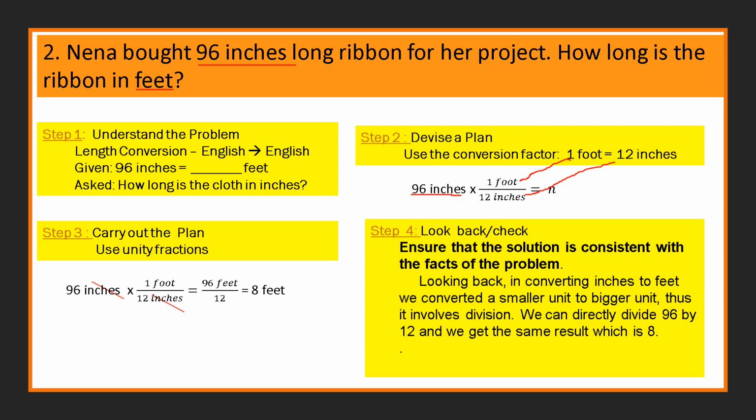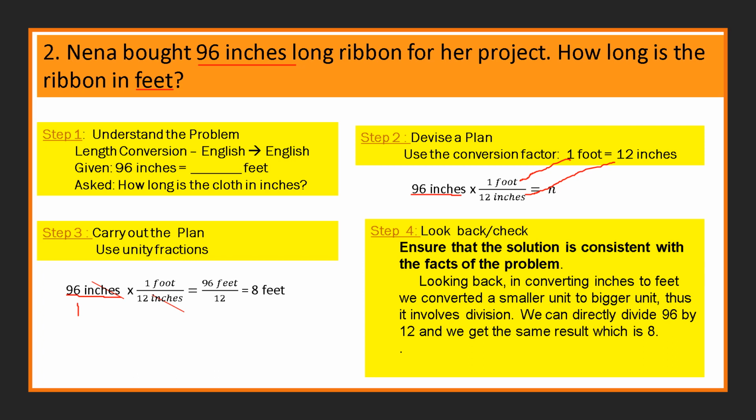Step 3, we have to carry out the plan. Use the unity fractions. So we have 96 inches. This is understood to have 1 as the denominator, times the conversion factor here: 1 foot is equal to 12 inches. So we put 12 inches here so that we can easily cancel inches, then 1 foot here in the numerator. And then we will multiply 96 times 1.